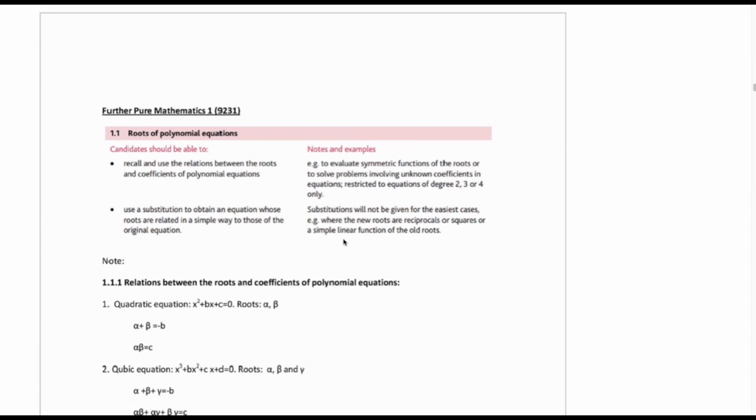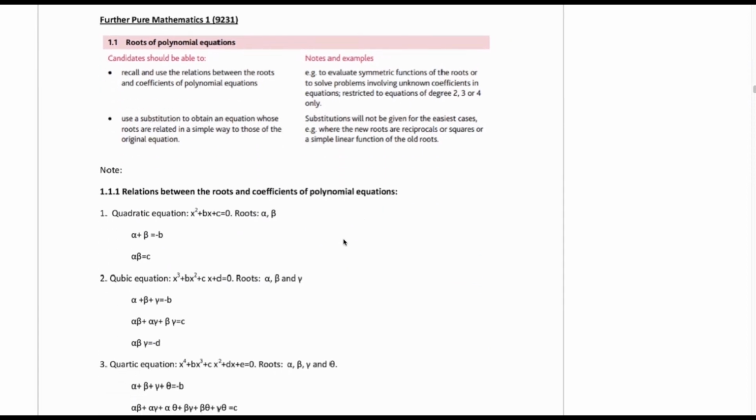Now, let's move on. Okay, so this is the starting of the first chapter, 1.1, Roots of Polynomial Equations. Okay, so we learned about the root long time ago. So for example, in a quadratic equation, here, x squared plus bx plus c equal to 0. This is a quadratic equation. So the roots are alpha and beta. Okay. In general, roots are alpha and beta. So we call this the roots of the quadratic equation.